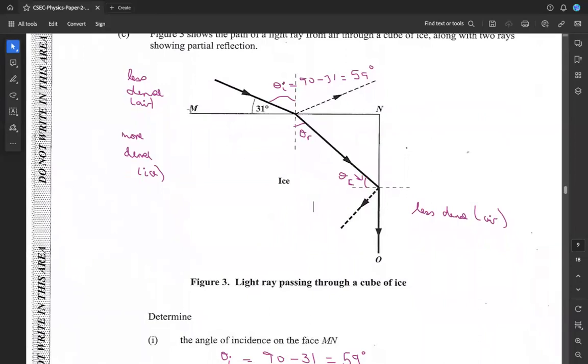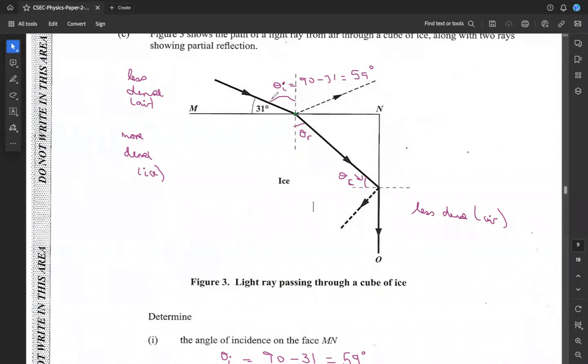So this is our face MN, and they're asking us to find the angle of incidence. So at what angle is this light ray hitting upon this face? From the diagram they gave us, this is our point of incidence here, the point at which it strikes the MN face. And right at that point, they've given us a normal. So we have our normal and we have our incident ray.